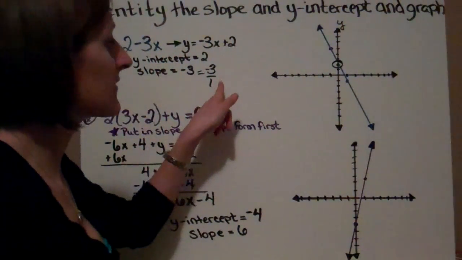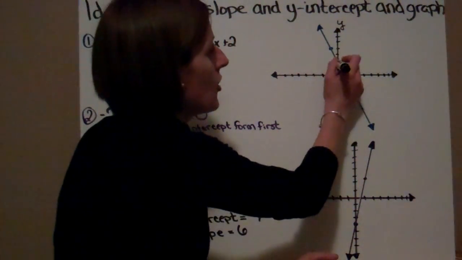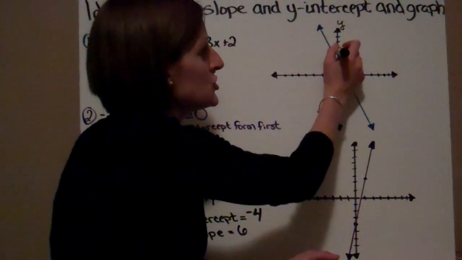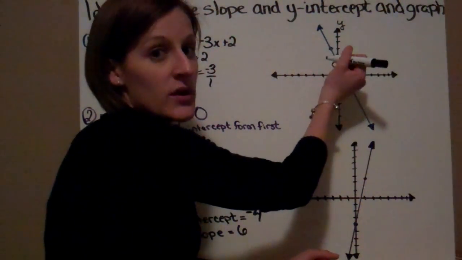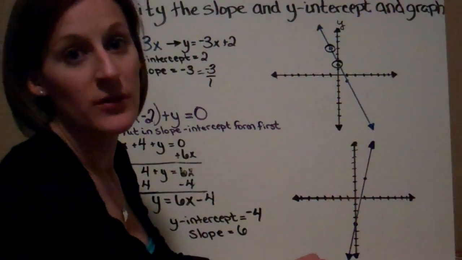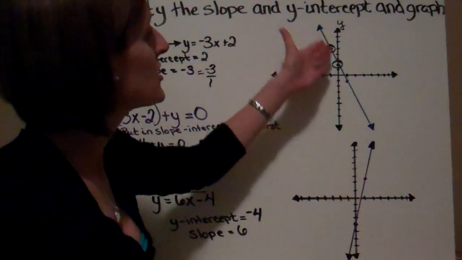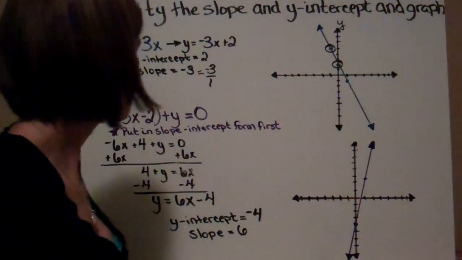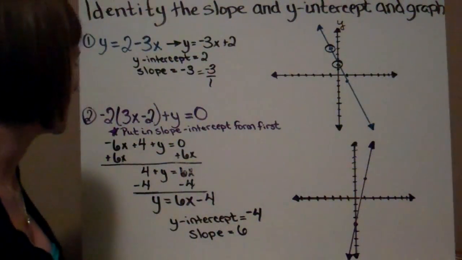Now my slope is -3 over 1. That means I go up 3. 1, 2, 3, and I go left 1 since it's negative. And there's my second point. Now remember, you just need those 2 points to draw your entire line. And always use a ruler too.